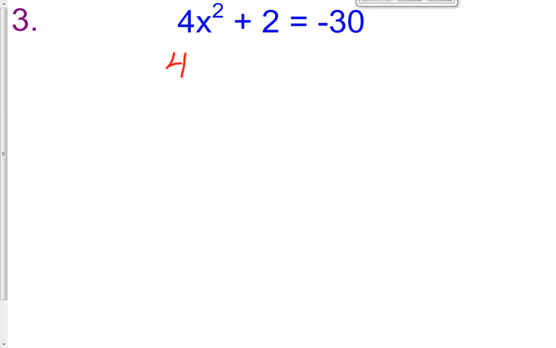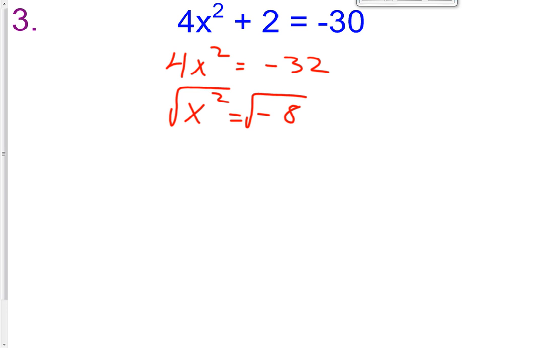Number 3, why don't you guys pause the video and try this one on your own. So you should have subtracted 2, so 4x squared equals a negative 32. And then you should have divided both sides by 4, so x squared equals a negative 8. Then when you square root both sides, you should have got x to equal plus and minus 2i square root 2.